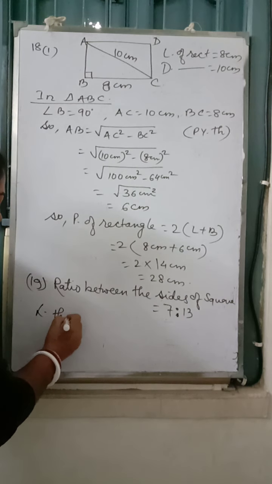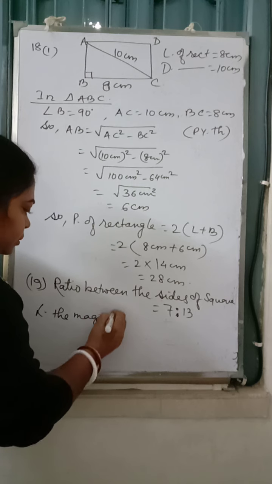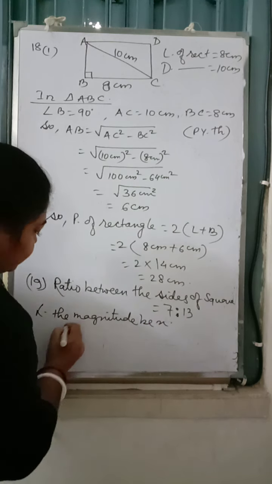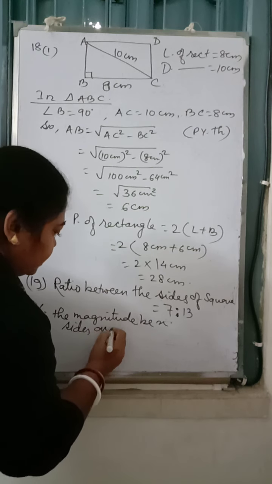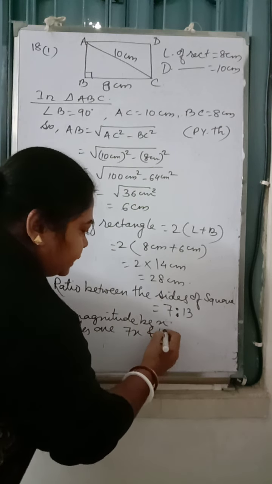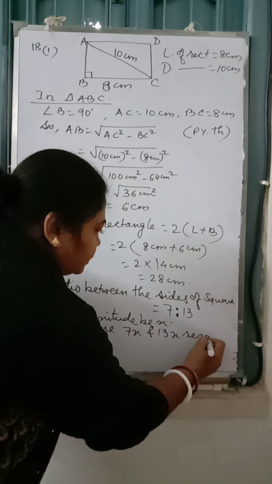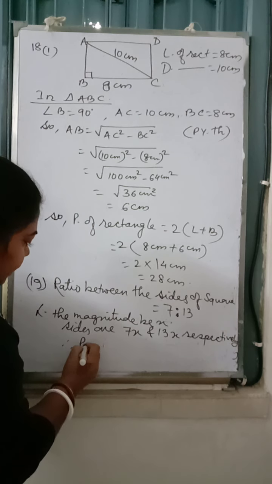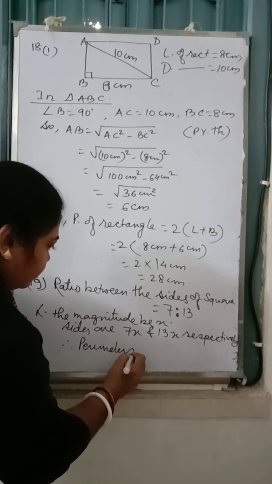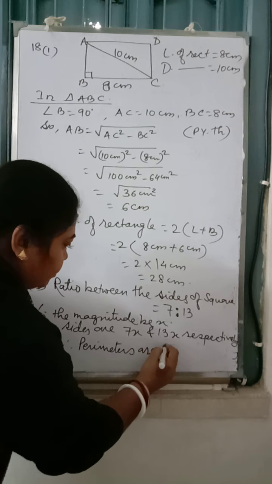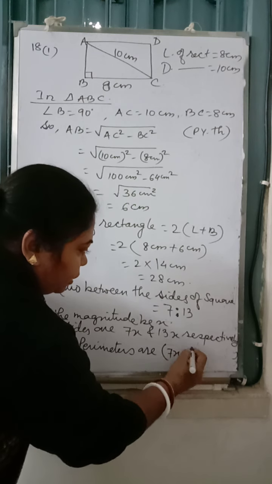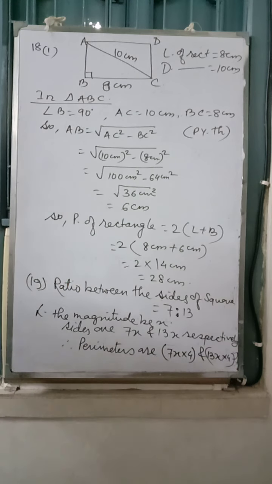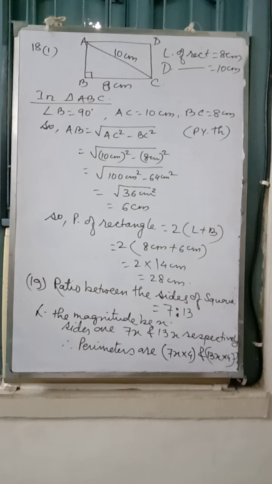Let the magnitude be x. So sides would be 7x and 13x respectively. So that's what perimeters are. What will what? 7x into 4 and 13x into 4. This would be the perimeters, because square's perimeter is 4 into side.